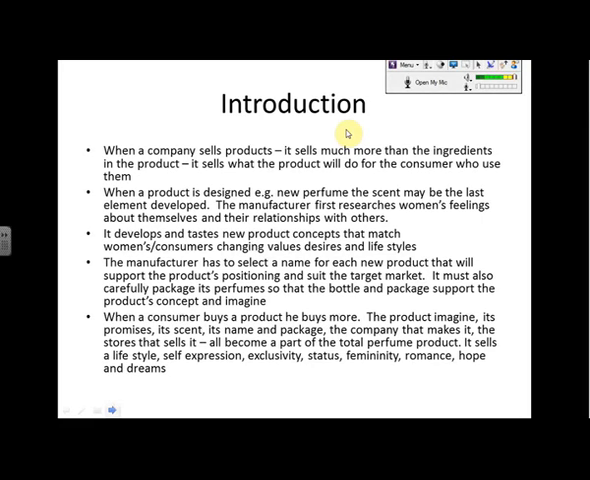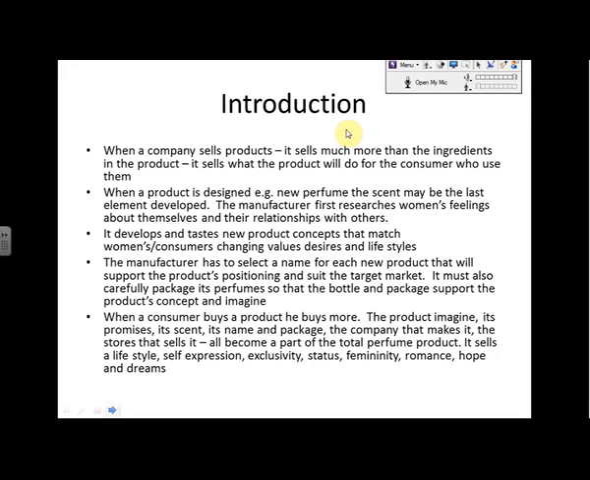When a product is designed, for example, a new perfume, the scent may be the last element to be developed. The manufacturer first researches women, for example, women's feelings about themselves and their relationships with others. So at the end of the day, when they come up with a particular scent and all the things that they expect, everything is added into it.